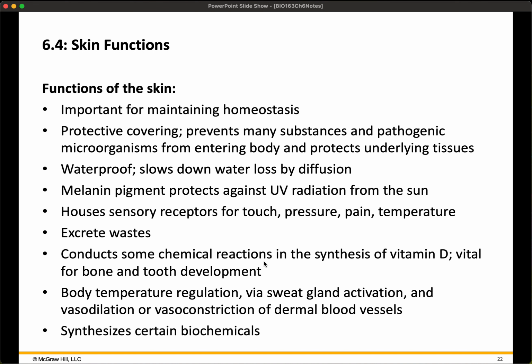Skin conducts some chemical reactions in the synthesis of vitamin D. That's important for bone and tooth development. One of the reasons, and this is always an interesting thing to talk about, one of the reasons that we see the shift in skin colors from the equator as you go north or south is because the equatorial regions are very much exposed to more sunlight. And so if you think about Africa, where humans originated, people tend to have very, very dark skin tones because they're being exposed to so much sunlight.